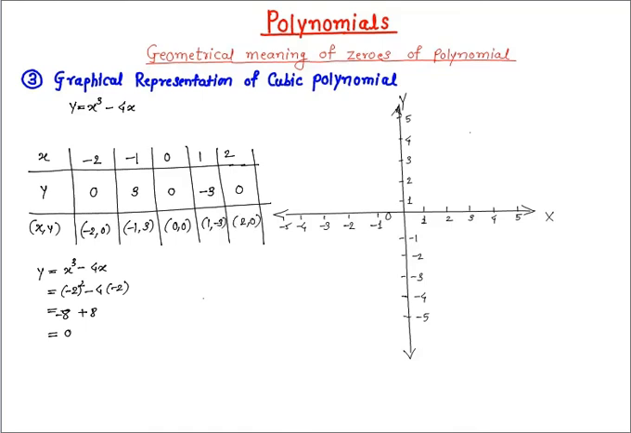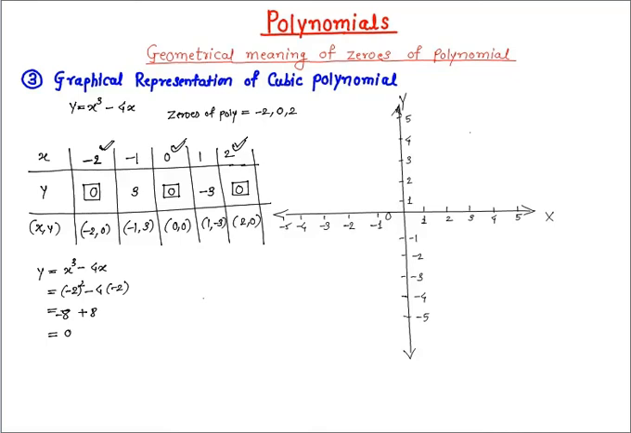Now if you observe the values of y, these values are 0. So at x equals -2, x equals 0 and x equals 2, we got values of y as 0. We can say about these values, these are nothing but zeros of our polynomial. Let's write it, zeros of polynomial: -2, 0 and 2. Let us plot these points on the graph to find the zeros of polynomial.